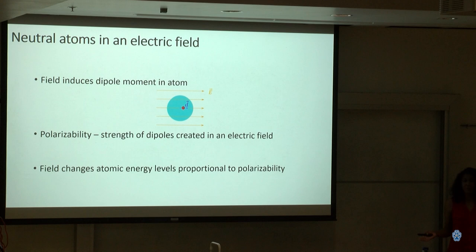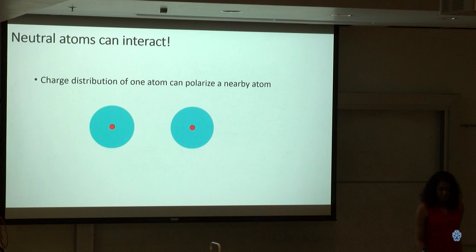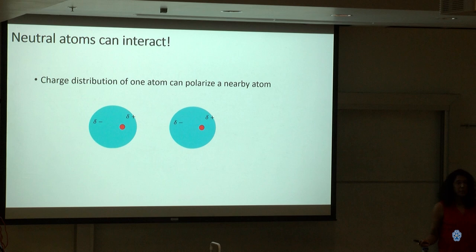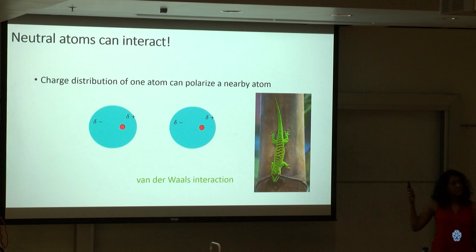So now let's increase our complexity by a factor of 2. So you have 2 atoms. If one of these atoms is polarized, it creates its own little electric field, and that's going to polarize a nearby atom. But now these two slightly charged atoms can attract each other. This interaction is actually called the van der Waals interaction, and it's exactly what lets geckos climb up trees. So, you know, next time you see a gecko out in the Sonoma wilds or whatever, you can think about that.